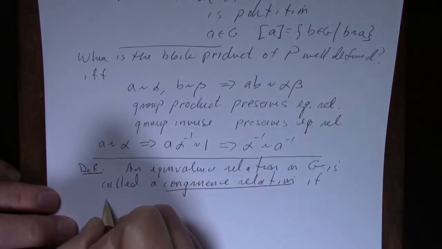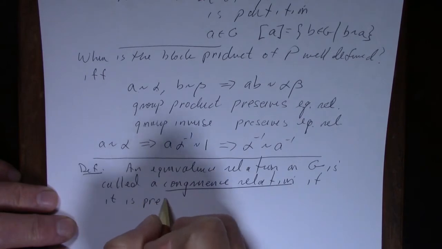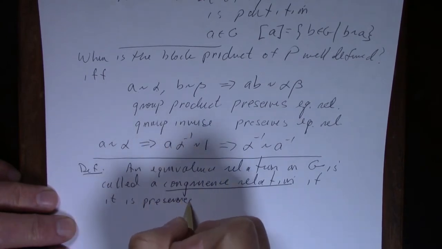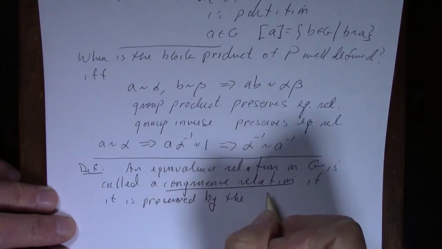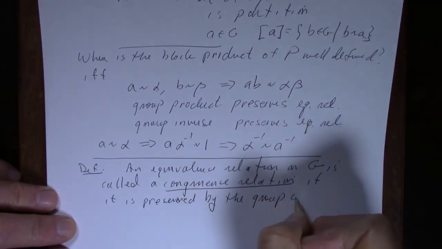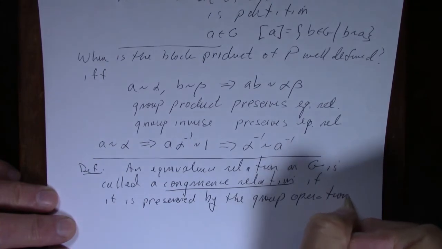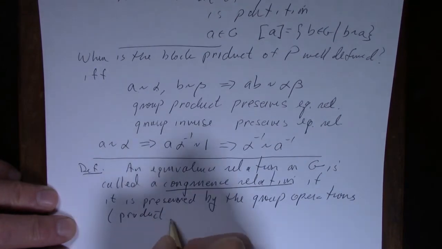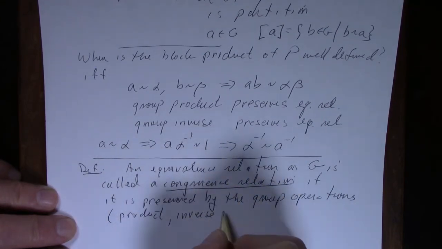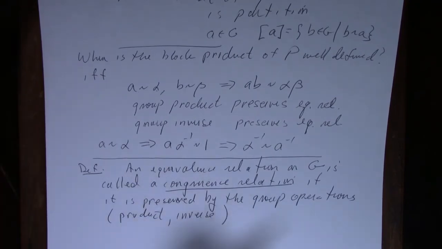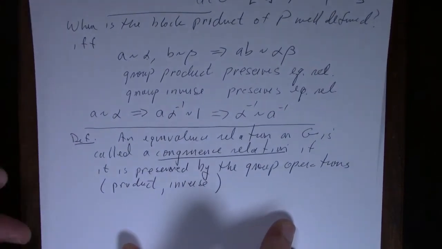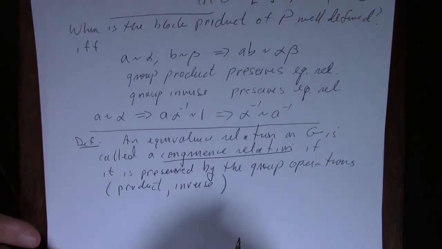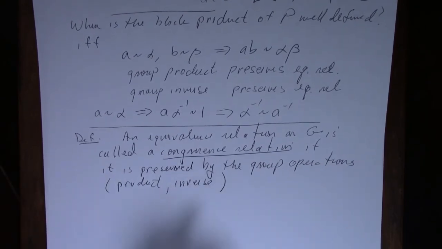If it is preserved by the group operations. So that's product, which is a binary operation, and inverse, which is a unary operation. We don't include nullary operations. The identity is not part of this. Congruence relations are, as a general concept, something we can define for rings and modules and so on as well.